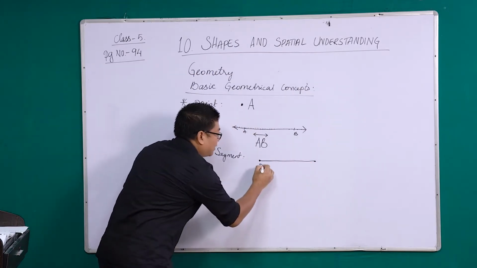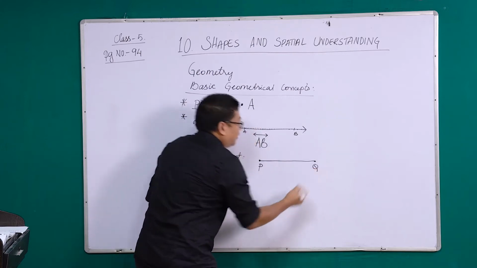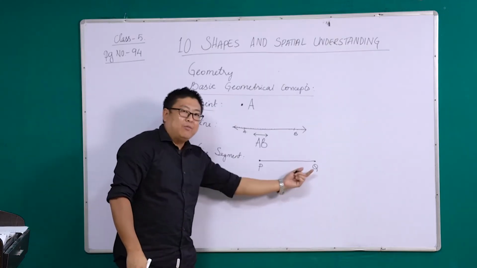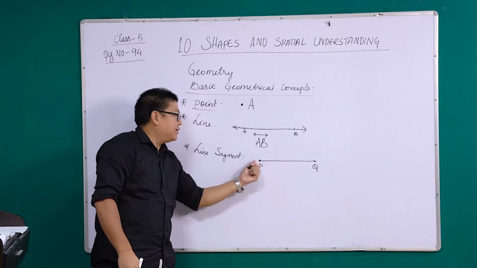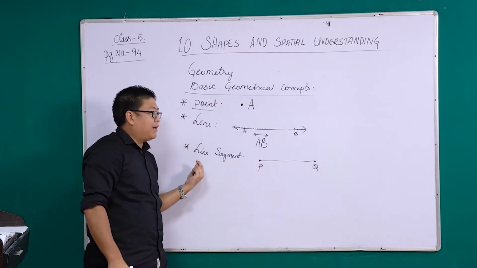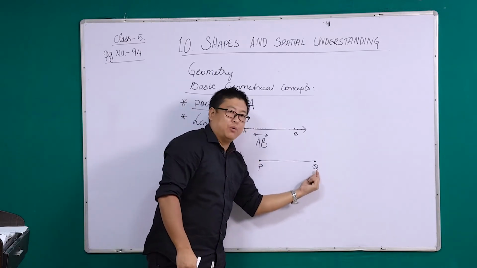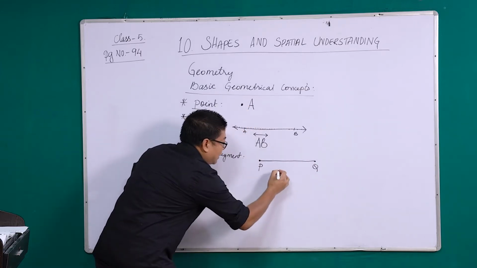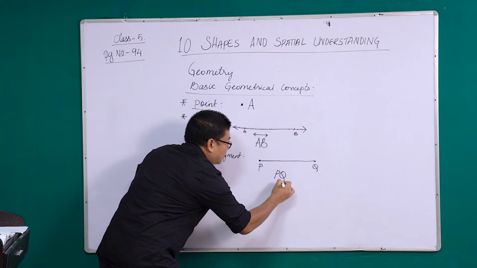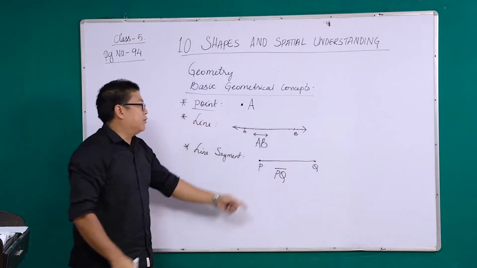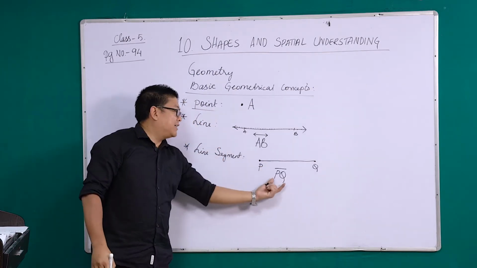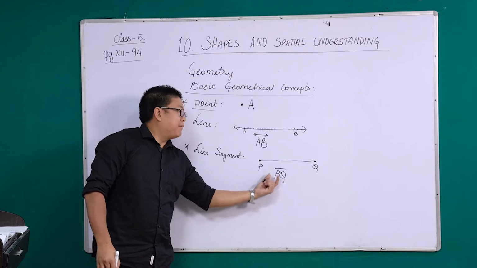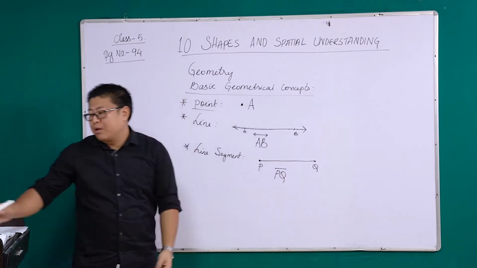For example, I mark this as P, Q. So this line will not exceed beyond this point. That means it will not extend any further. Similarly for Q, it will not extend any further. So this line segment can be written in this manner. A simple bar on top, a line on top. So this is read as line segment PQ, okay?